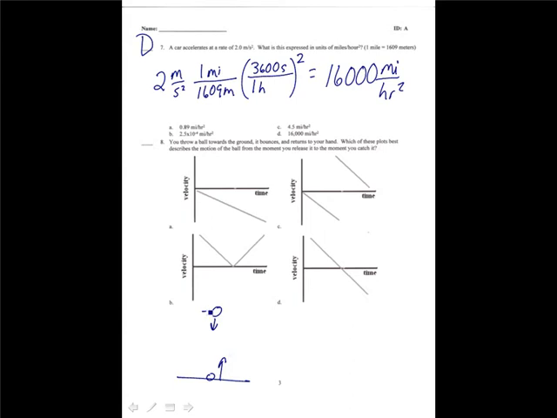Alright, so you release the ball right here, and it has a negative velocity. B and D have positive velocity in the beginning, because the velocity on this part of the axis is positive. So it's neither B nor D. It has to have negative velocity, and that could be either A or C.